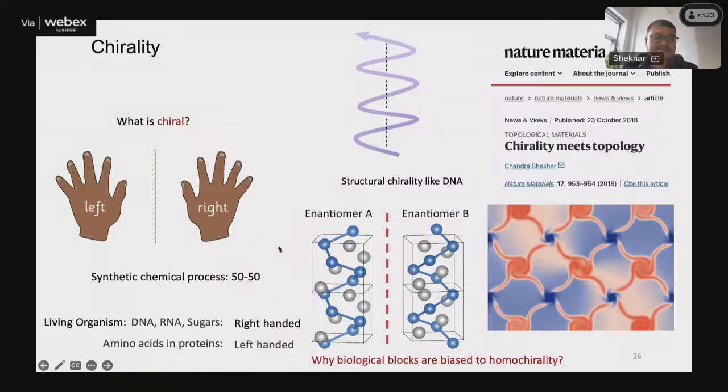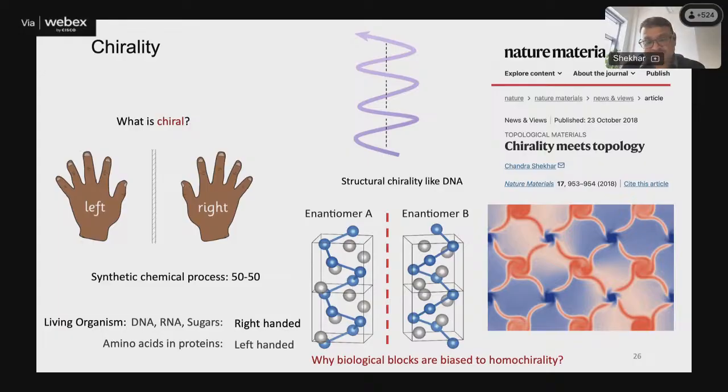Why are we interested here? When you search the literature, when you see all these living organs, the RNA, DNA, sugar in the living organs are right-handed. Only one handedness exists in living organs, and also in amino acids. But when you synthesize the material inside the laboratory, we have a 50-50 chance. But in living organs, we have only one handedness inside the body. So we are interested here.